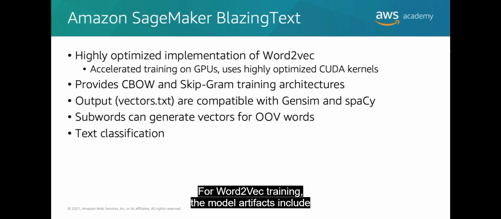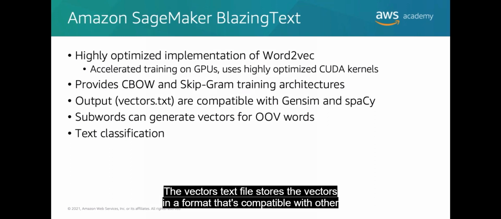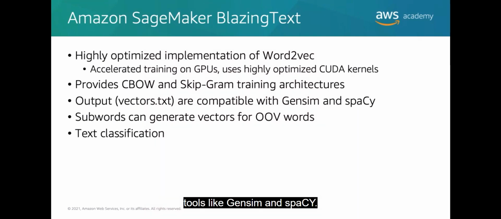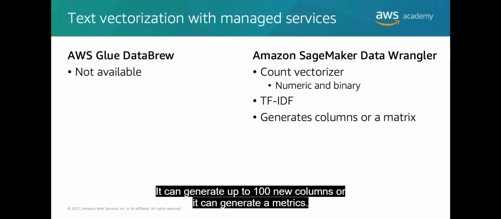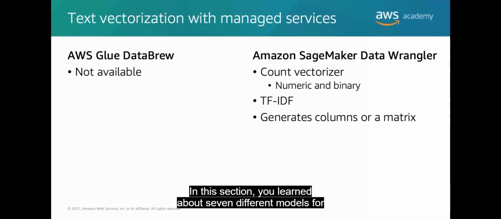For Word2Vec training, the model artifacts include the vectors text file, which contains words to vectors mapping. The model artifacts also include a vectors binary file used by Blazing Text for hosting, inference, or both. The vectors text file stores the vectors in a format that's compatible with other tools like Gensim and spaCy. AWS Glue DataBrew doesn't include transformations for text vectorization. However, Data Wrangler implements Count Vectorizer with TF-IDF. It can generate up to 100 new columns, or it can generate a matrix.